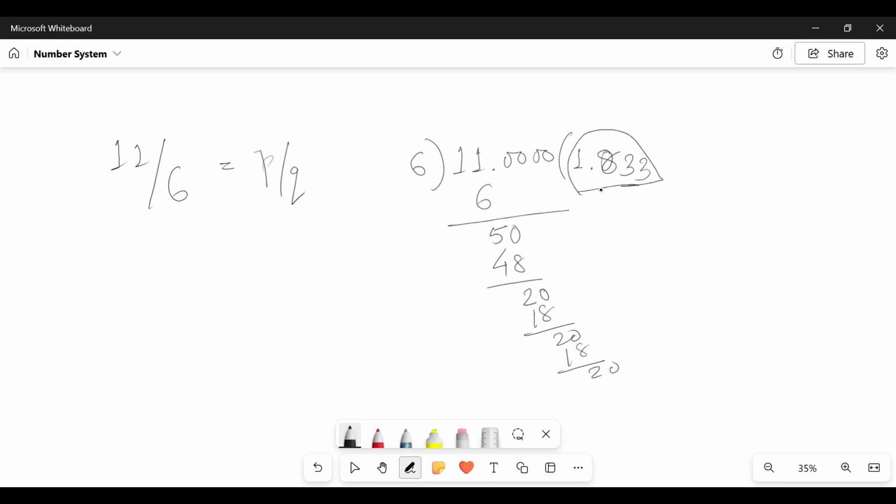So what we just saw is that 11 by 6 is 1.8333, which keeps on repeating. So we can write this as 1.83 bar, where 3 is the number that keeps on repeating throughout. All right. So let's ensure that we are sure about what we have learned for rational numbers in terms of both terminating and non-terminating recurring scenarios.